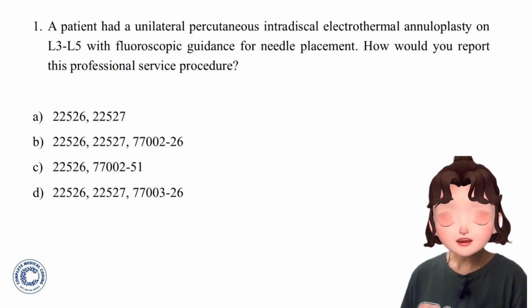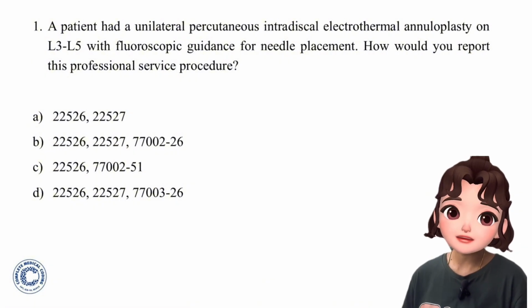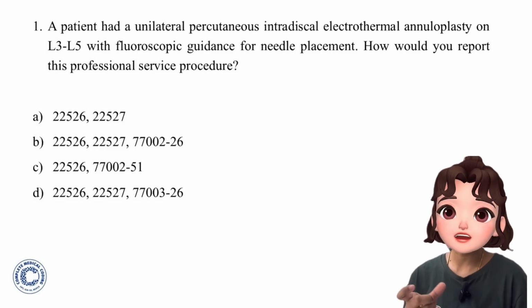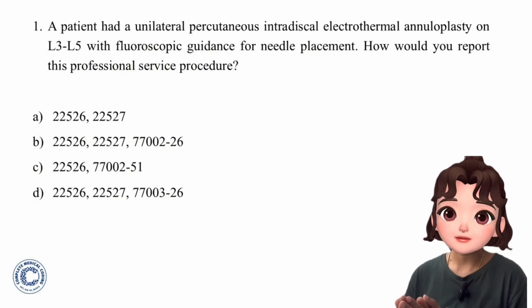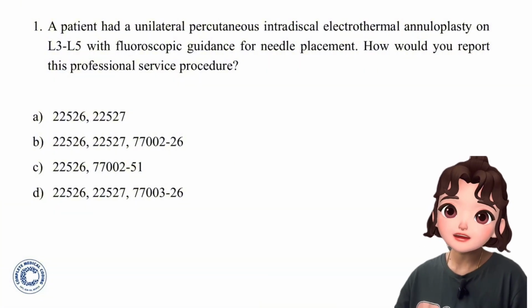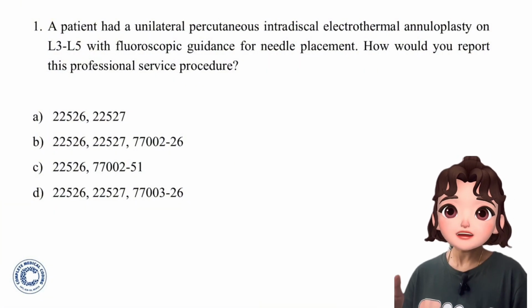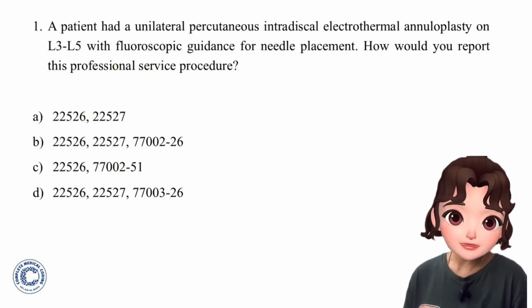And then what is written? Single level. So 22526 is the code for a single level. What is our level? The disc level. Single level means which disc the procedure is carried out on. L3 to L5: L3 to L4 is one disc, and L4 to L5 is another disc, right? So it is 2 levels. So 22526 is the code for a single level.